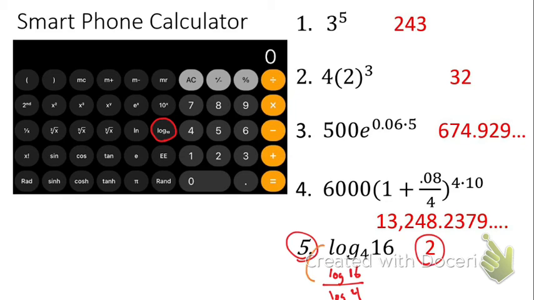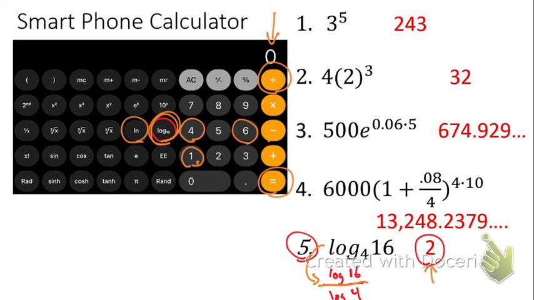Since this is the same thing as that, but using the change of base formula, you're going to have to hit 1 6, then hit log. It's going to be a decimal. That's fine. Then since this is divided by, you hit the division button. Then you hit 4, then log. You get another decimal. Now you hit equals. When you hit equals, the number right here should be 2. You could do the same thing using natural log, and that's that button.